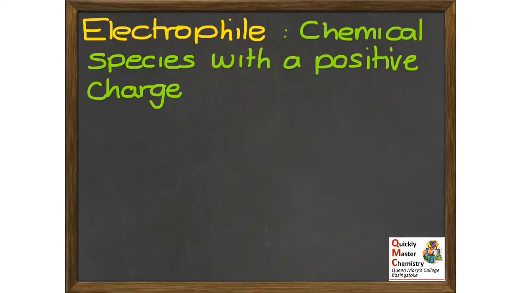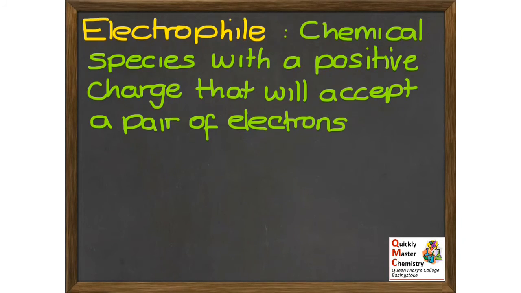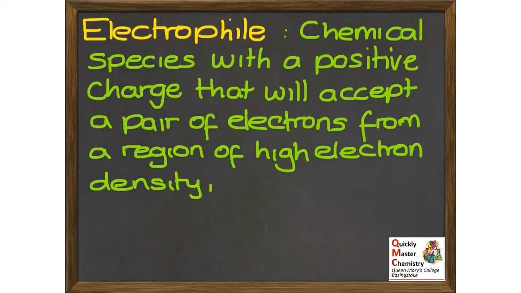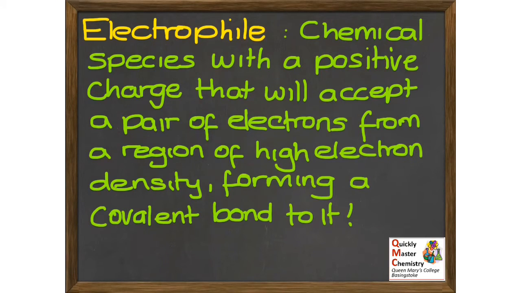Firstly, we say it's a chemical species. That just means an ion or a molecule with a positive charge on it somewhere. We'll see how that works out in practice as we look through the mechanism. Secondly, it's got to be capable of accepting a pair of electrons. And again, we'll see how that works out during the mechanism. Next, it's going to accept those electrons from a region of high electron density. This is starting to sound a bit obscure, perhaps, but it'll all make sense as we go along. And finally, the effect of accepting those pair of electrons is to form a covalent bond to the organic molecule that the electrophile is attacking.